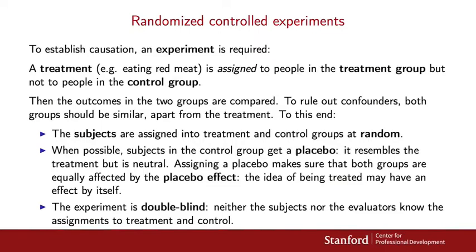The third precaution is that the experiment should be double-blind. That means that neither the subjects nor the evaluators know which subjects are assigned to treatment and which are assigned to control. This is done to avoid biases. For example, if a doctor has to evaluate whether their medication helped, then the doctor might be inclined to give a positive assessment if the doctor knows that the patient has received the treatment.